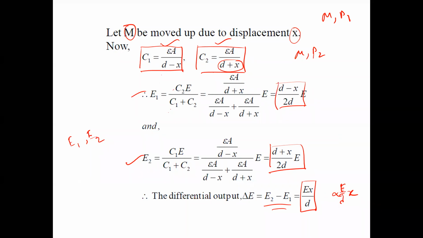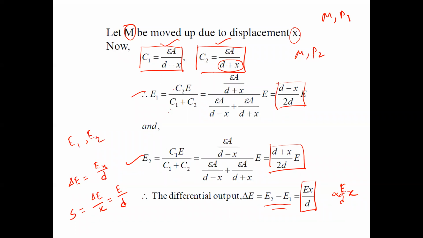Now, as we are getting the differential voltage to be Ex divided by d, the sensitivity of this sort of an arrangement can be predicted as delta E divided by x, and the sensitivity can be determined for this arrangement to be the ratio between the applied voltage and the distance between the plates during the null position.